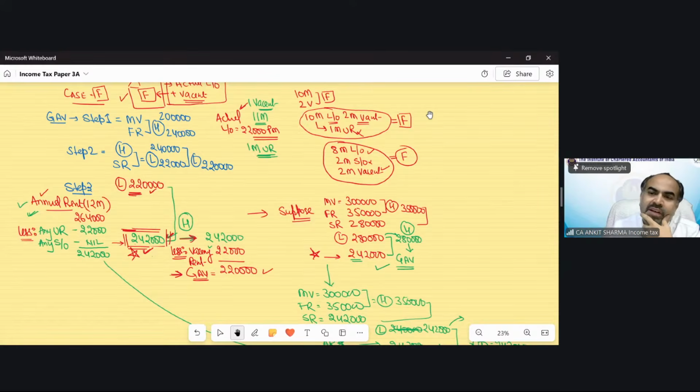Gold is saying, sir, in case step 2 value is higher, then annual rent we cannot deduct vacancy rent. Yes, if the government values come higher, like municipal value, fair rent, standard rent, if that becomes higher in comparison to annual rent, then we cannot get the benefit of reduction of vacancy rent.